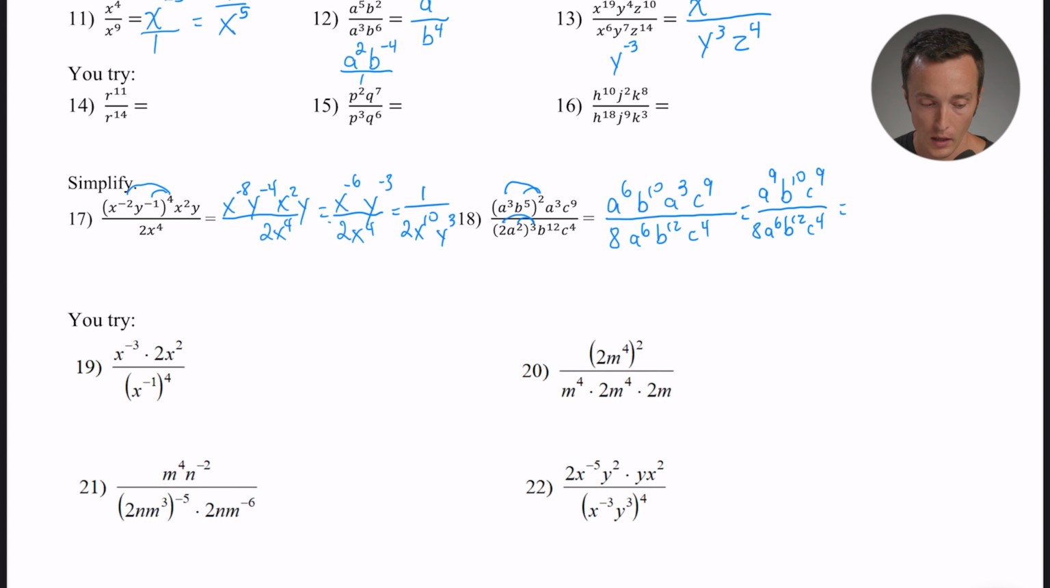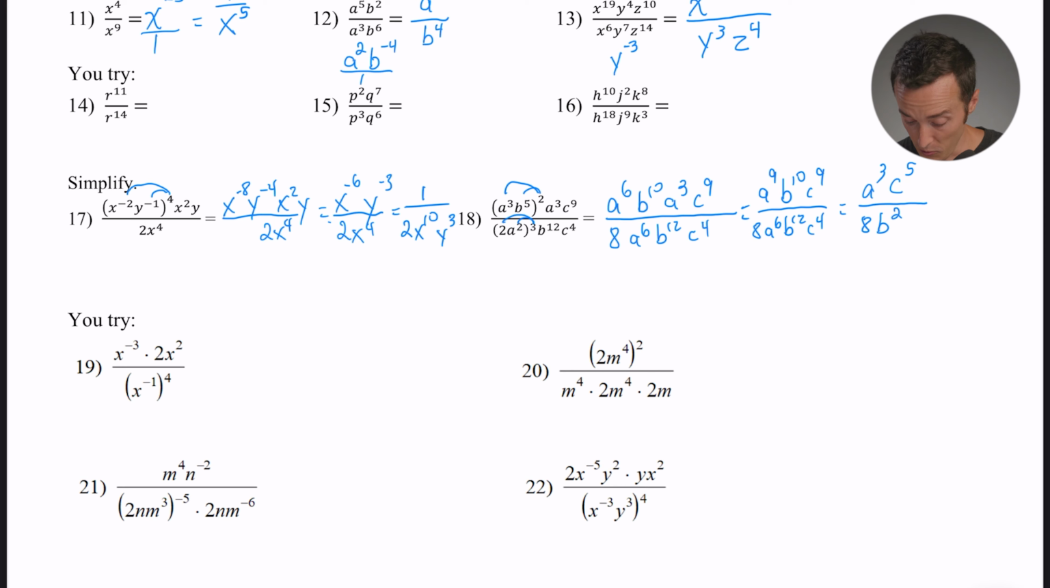Alrighty, almost done. I think we can get there probably in one more step. So if I look at this, that coefficient of an 8 is going to have to stay down in the denominator. But what about the a? Well, a to the 9th over a to the 6th would be a to the 3rd, and since it's positive, I'll just leave it in the numerator. B to the 10th over b to the 12th, 10 minus 12 is -2, so I'll stick it down in the denominator and make it positive. And then the c, I've got c to the 9th over c to the 4th, which is c to the 5th power. And since it's positive, I'll leave it in the numerator.